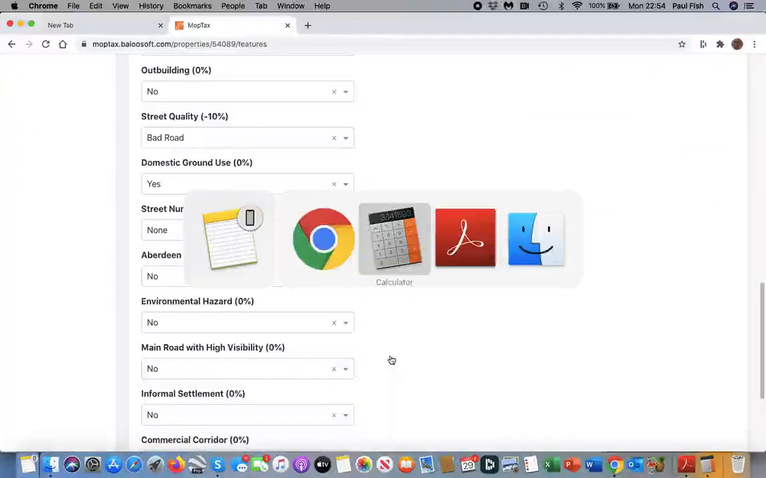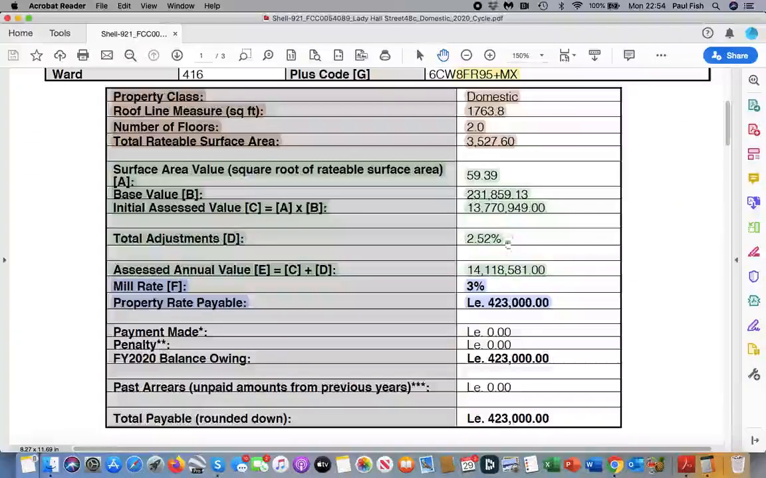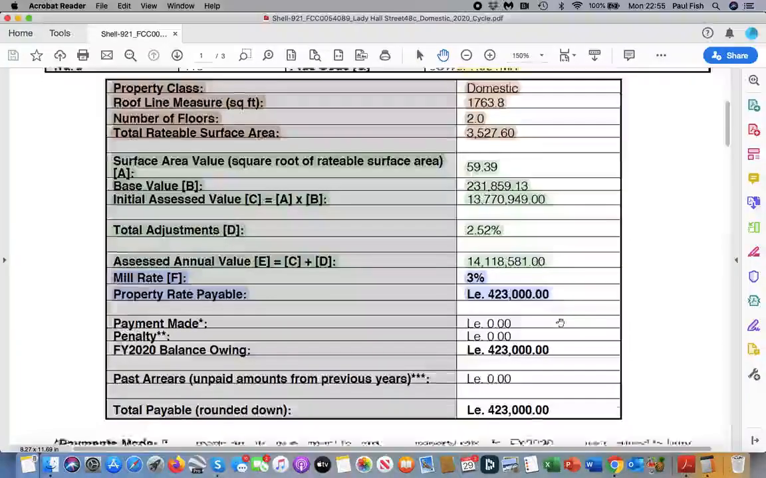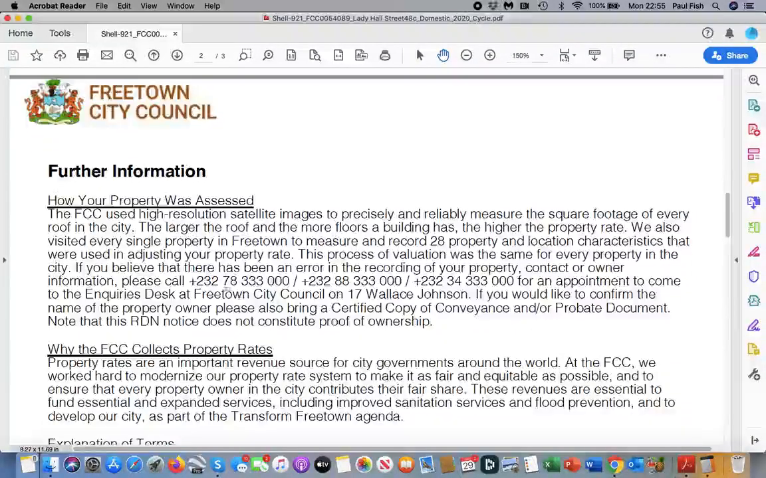So let's go back to our rate demand notice, and we can see that our initial assessed value at 13.77 million is adjusted upwards. So you can see why now at 2.52%. That equals 14.118 million. That's the conclusion of the assessment, except to say that if anyone wants to inquire about the assessment or the features of their particular property, then please visit the inquiry desk at the Freetown City Council. Or you can call the phone numbers indicated at the rear of the notice. Where is that? That's just here, isn't it?